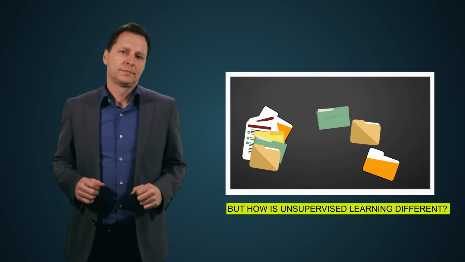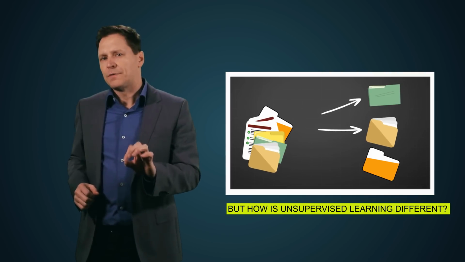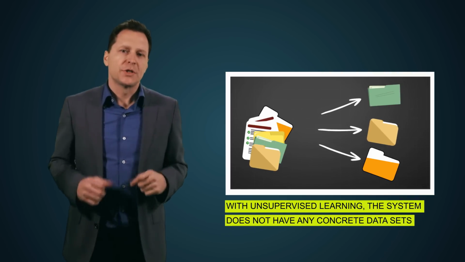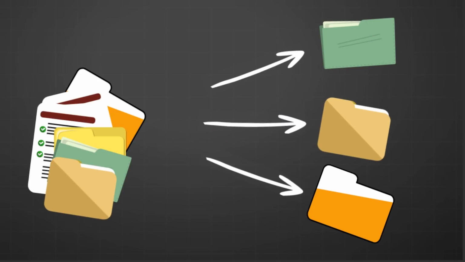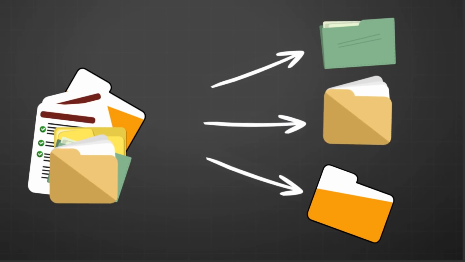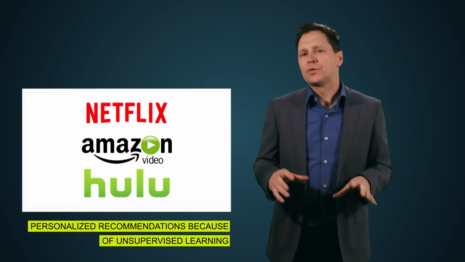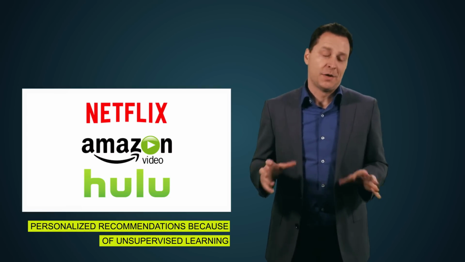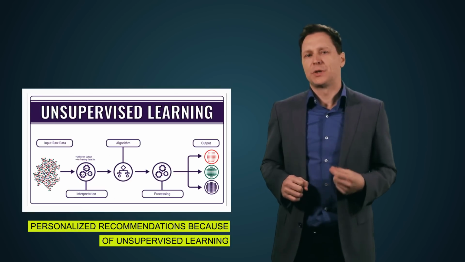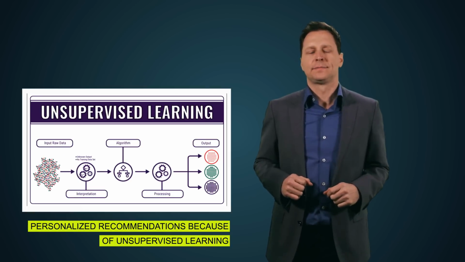But how is unsupervised learning different? Well, first off, with unsupervised learning, the system does not have any concrete data sets, and the outcomes are also mostly unknown. Now, when you log on to Hulu or Netflix, you have personalized recommendations because of unsupervised learning.